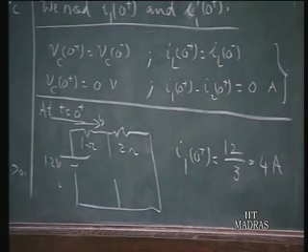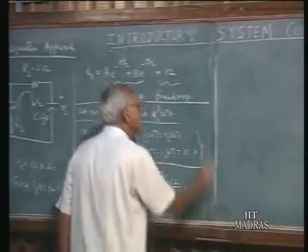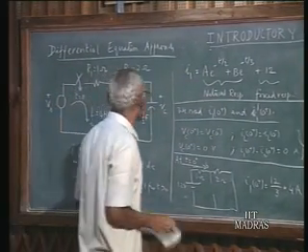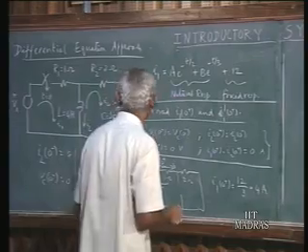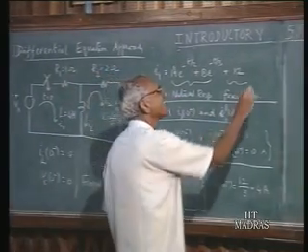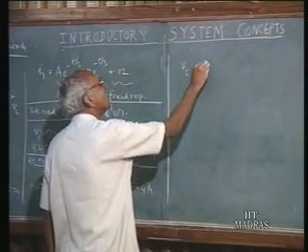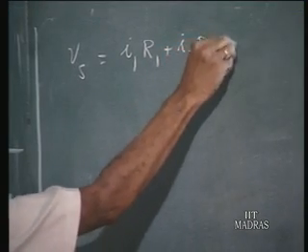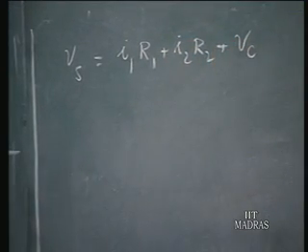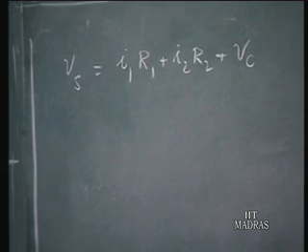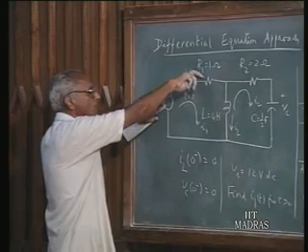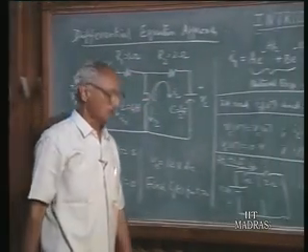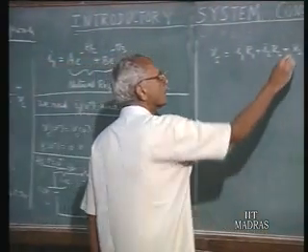Now, how about the derivative of the current at t equals 0 plus? To do that we have to do some kind of manipulation. From this circuit we can see that Vs equals I1 R1 plus I2 R2 plus Vc, for t greater than 0.